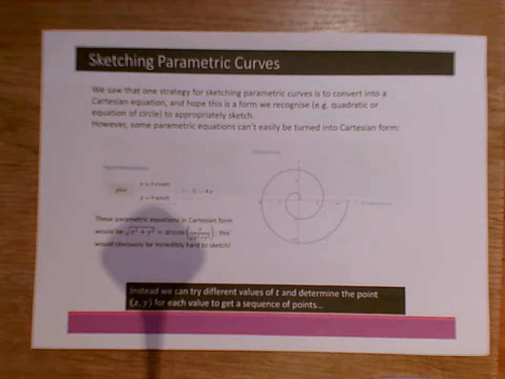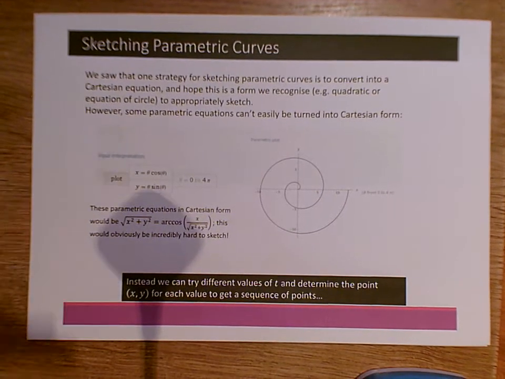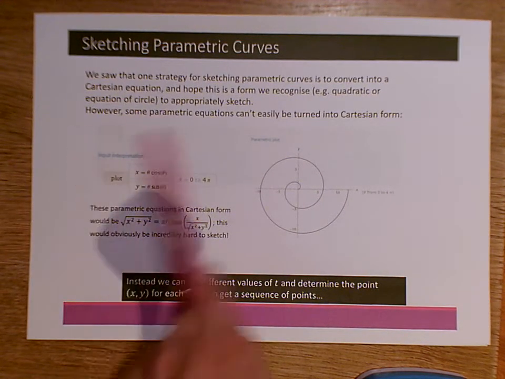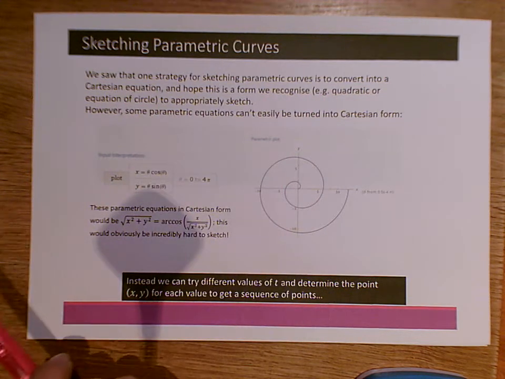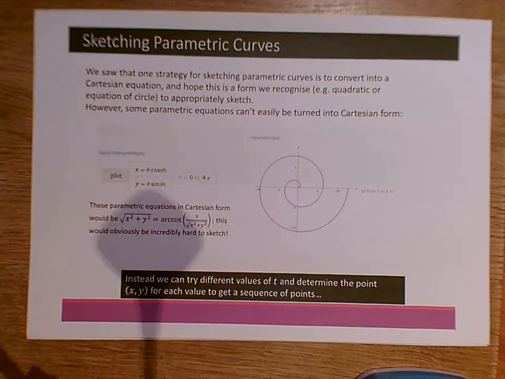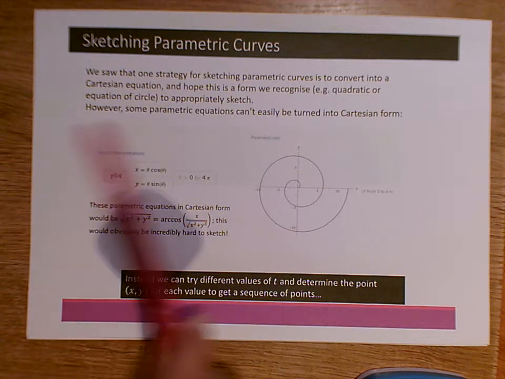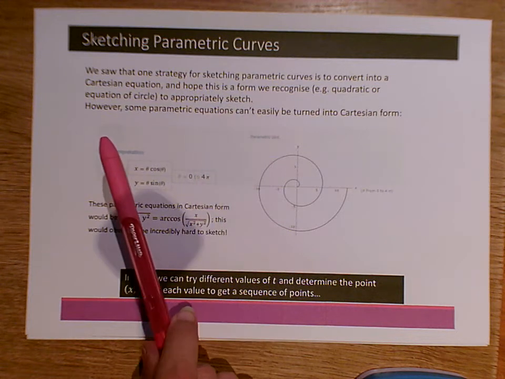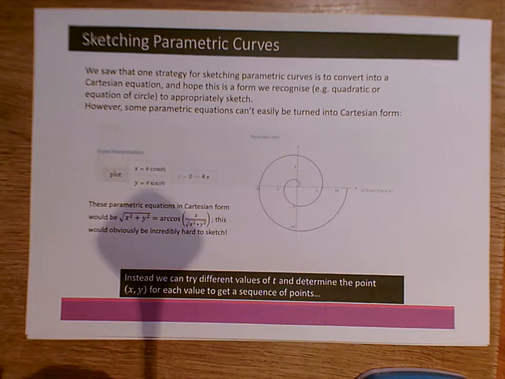So, sketching parametric graphs. We saw that one strategy for sketching parametric curves is to convert it into a Cartesian equation. Yes, that does work sometimes, and hopefully it is a form we recognise, so a quadratic or an equation of a circle, to appropriately sketch. However, some parametric equations can't easily be turned into Cartesian form. So this is where the examiner may wish to challenge you and see if you can sketch a particular graph.